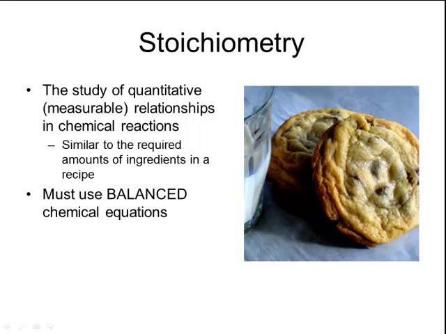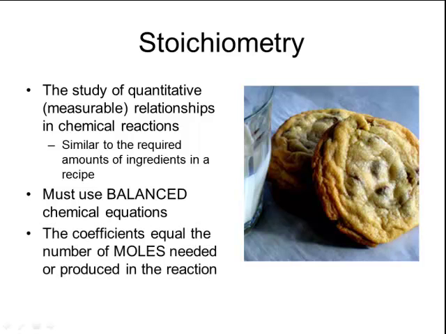In order to do stoichiometry, you must have a balanced chemical equation. The equations must be balanced so that we know how much of each reactant and how much of each product are present. This is similar to a recipe. A list of ingredients is not helpful when doing a recipe unless you know how much of each ingredient you need. And in a recipe, you might have measurements like teaspoons or cups or ounces. And in chemistry, the coefficients in the balanced chemical equation always represent the number of moles that are needed for the reaction to occur, or the number of moles that are produced by the chemical reaction.